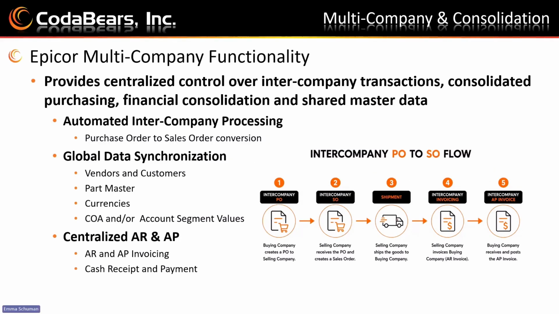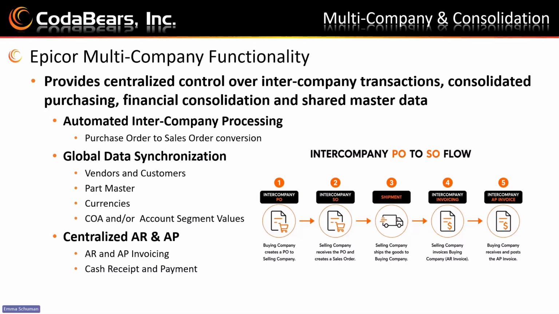Epicor provides a centralized management for multiple companies while allowing each company to remain operationally independent. One of the biggest benefits is automating the intercompany processing. Rather than manually creating documents in two companies, Epicor can automate much of that work. For example, an intercompany purchase order can automatically generate a sales order in another company.